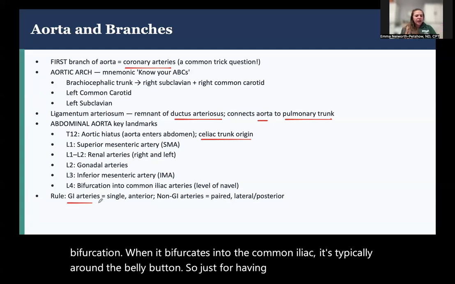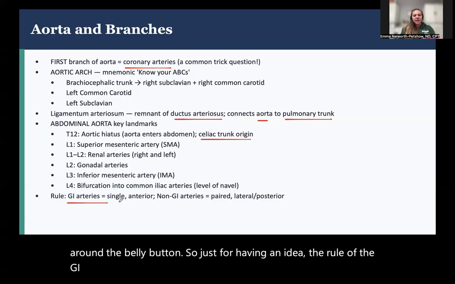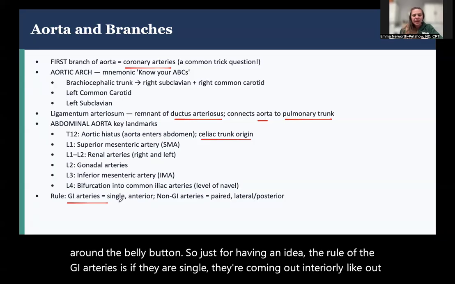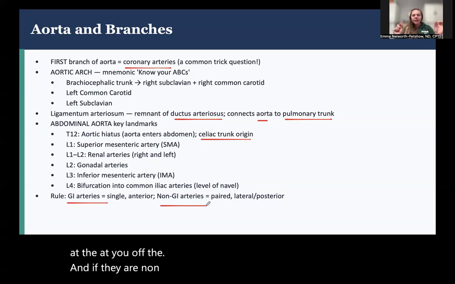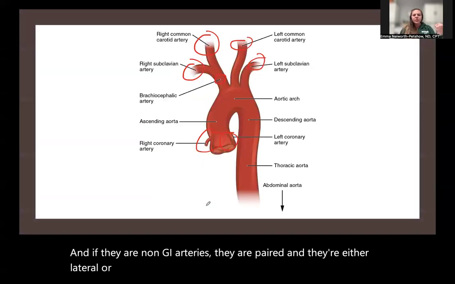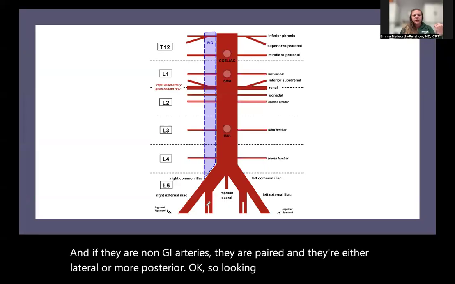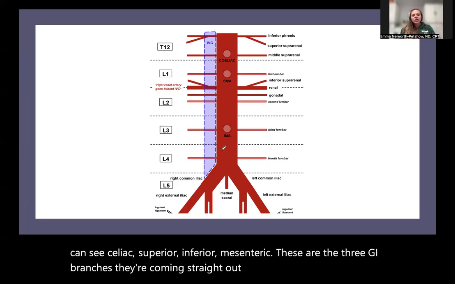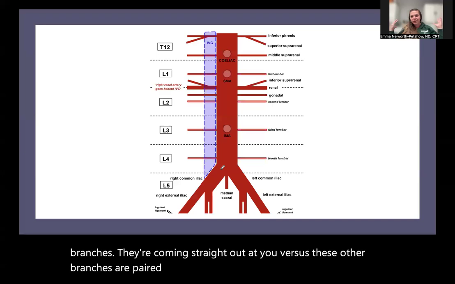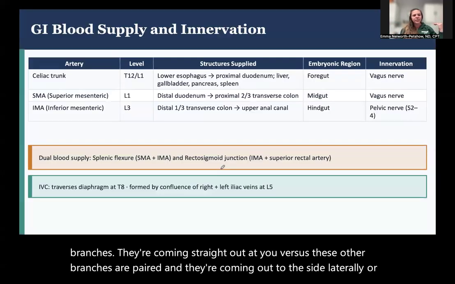The rule of the GI arteries is if they are single, they're coming out anteriorly, like out at you off the page. And if they are non-GI arteries, they are paired and they're either lateral or more posterior. Okay. So looking at this picture here, you can see celiac, superior, and inferior mesenteric. These are the three GI branches. They're coming straight out at you. Versus these other branches are paired and they're coming out to the side laterally or maybe even posteriorly.